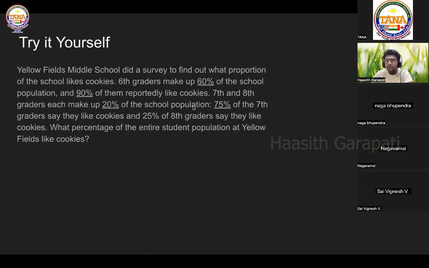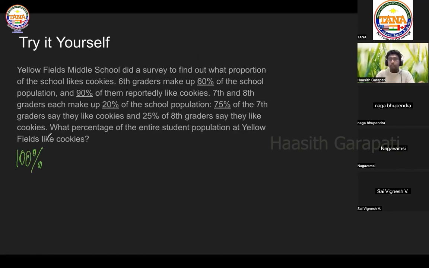All right then, everybody. So 1.5 minutes have passed. Let's come back and check this problem out. There's a whole lot of percentages being slung around in this question. The first thing you need to understand is that 100% is considered the entire student population.